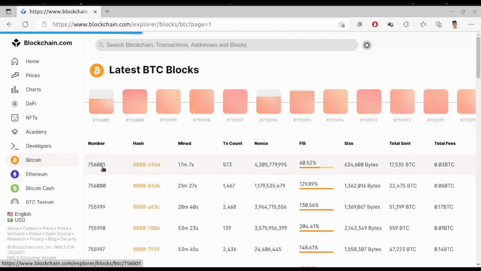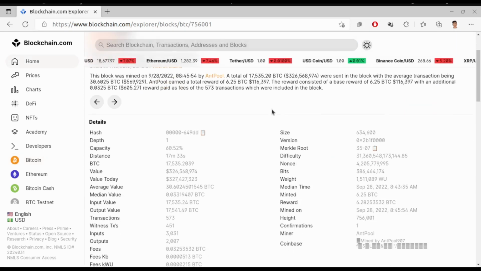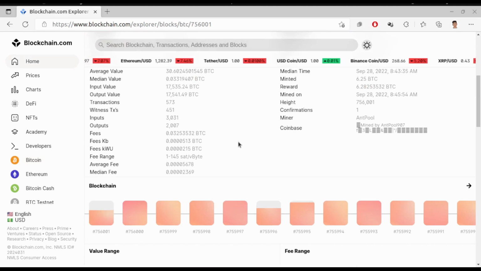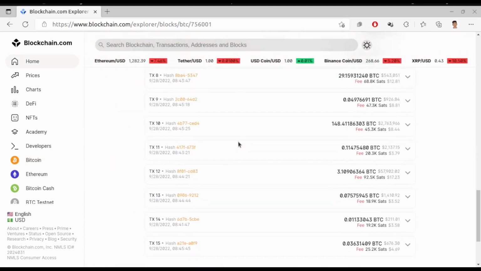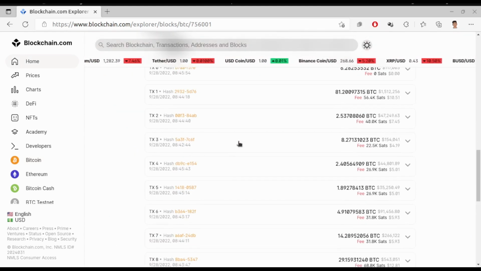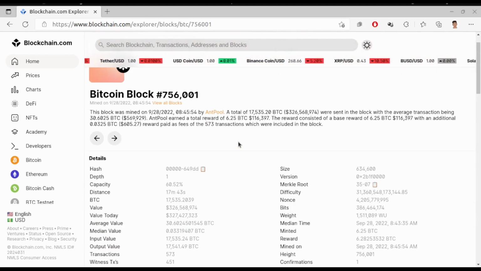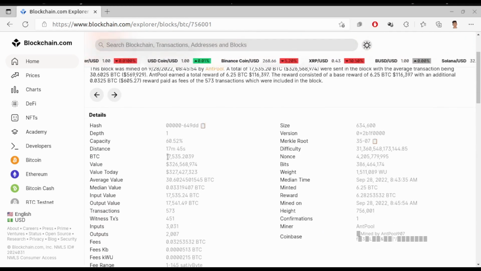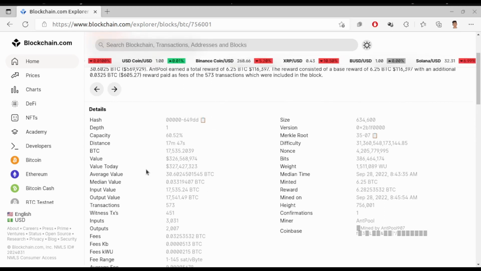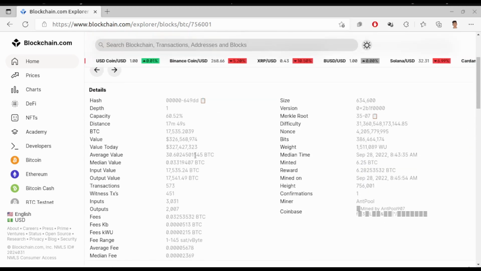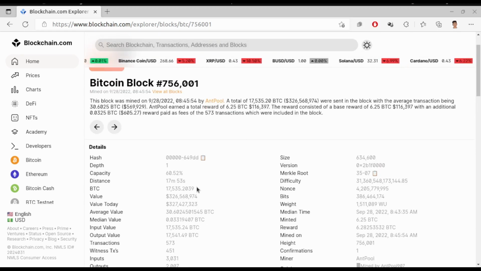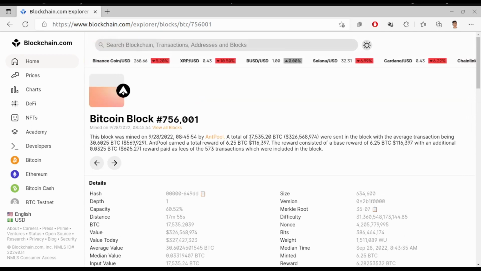Let's see what more we can get about this block. There is a ton of information about this block. We can also look at the transactions inside this block: the hash value, depth, capacity, lots of things. This is a cool website. I recommend visiting here and exploring on your own.